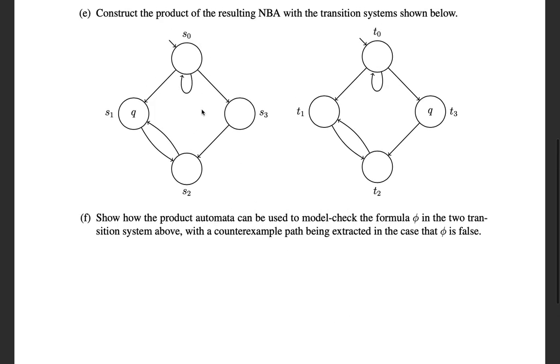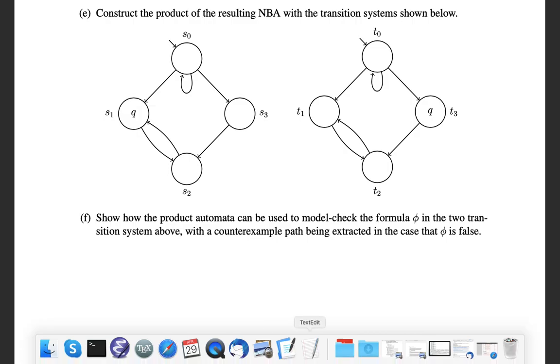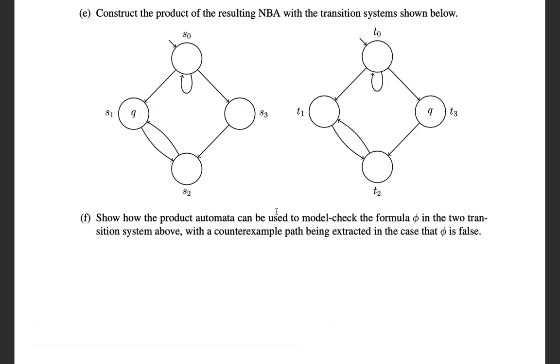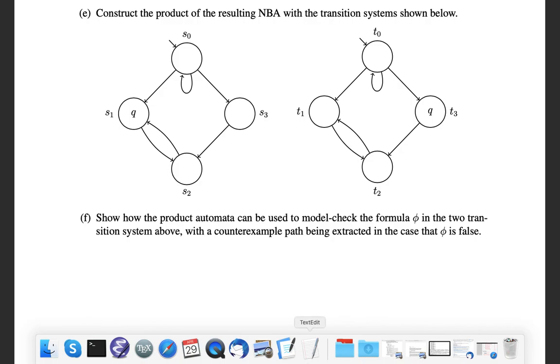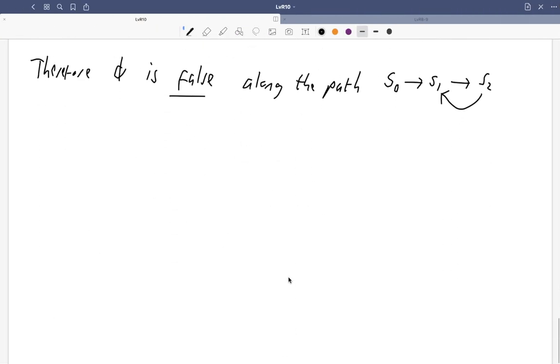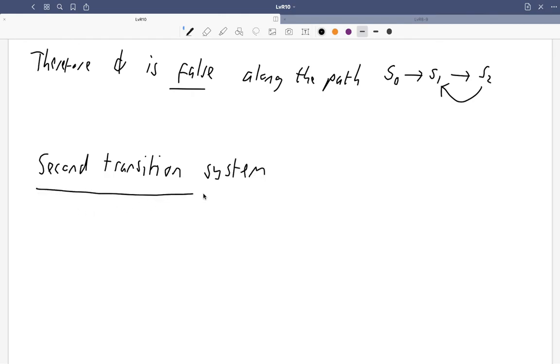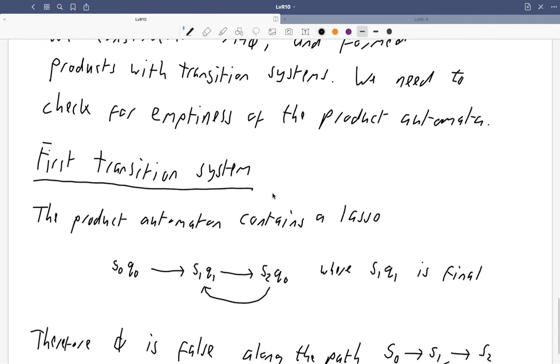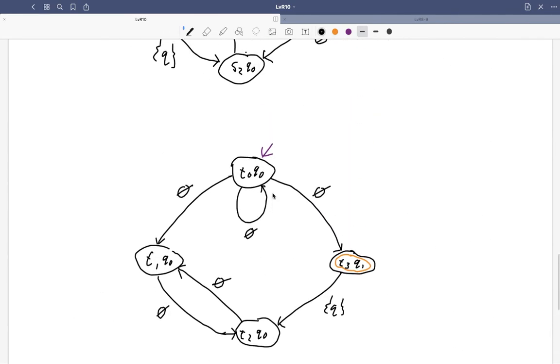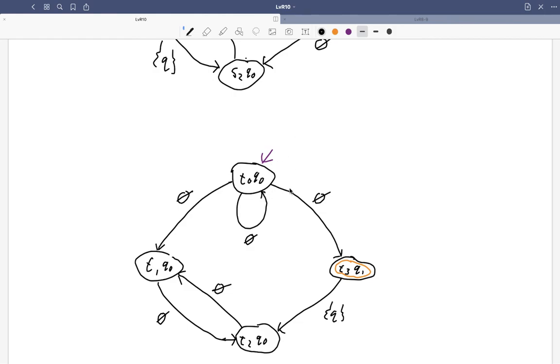Of course, in this case, we could have seen this from the start very easily, but the point is that this is an algorithm that will work for very complicated transition systems as long as a computer does it for us. Right, so let's look at the second transition system.